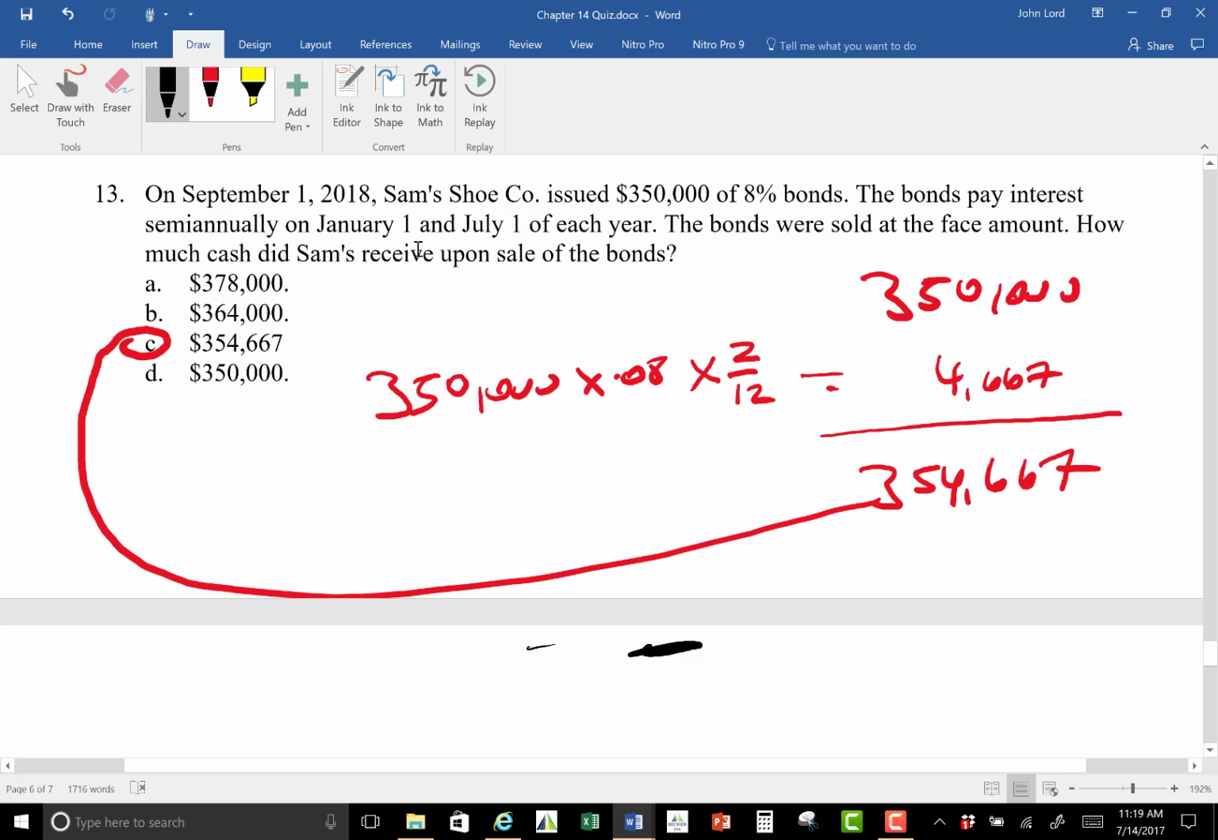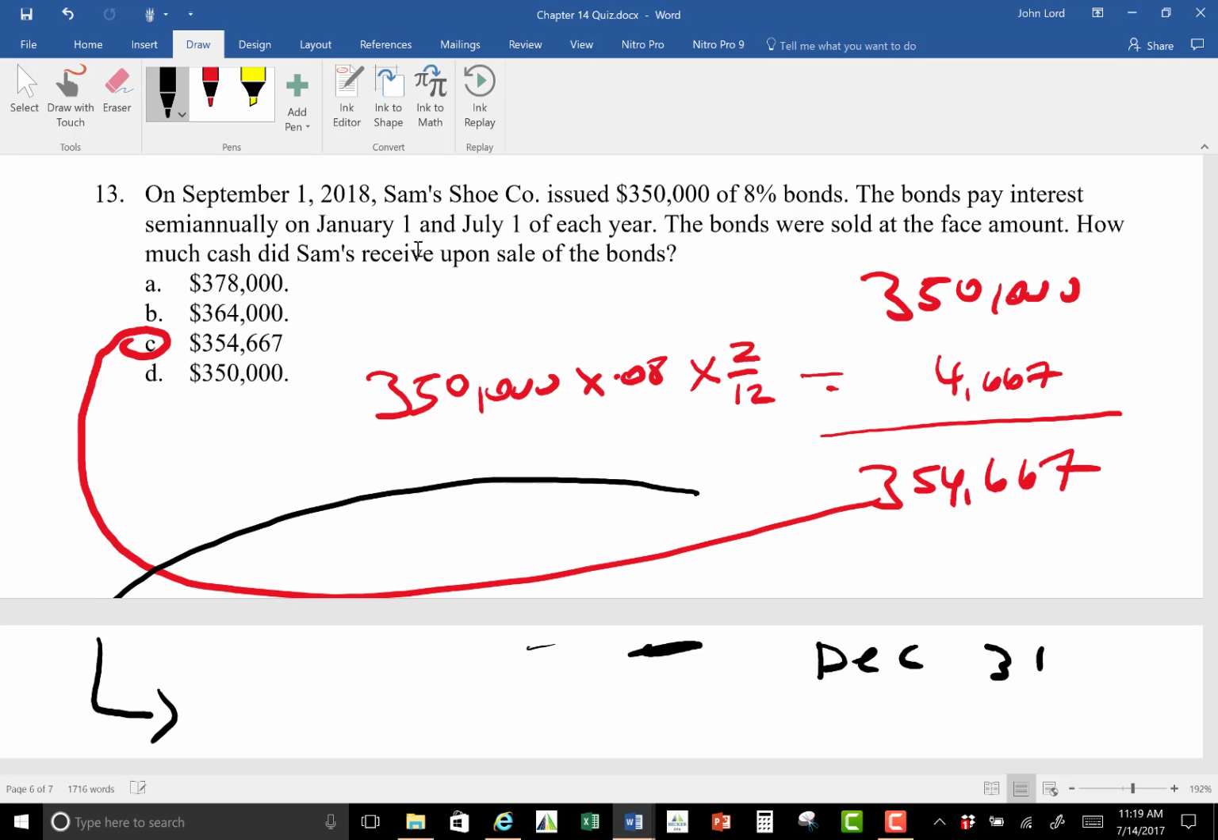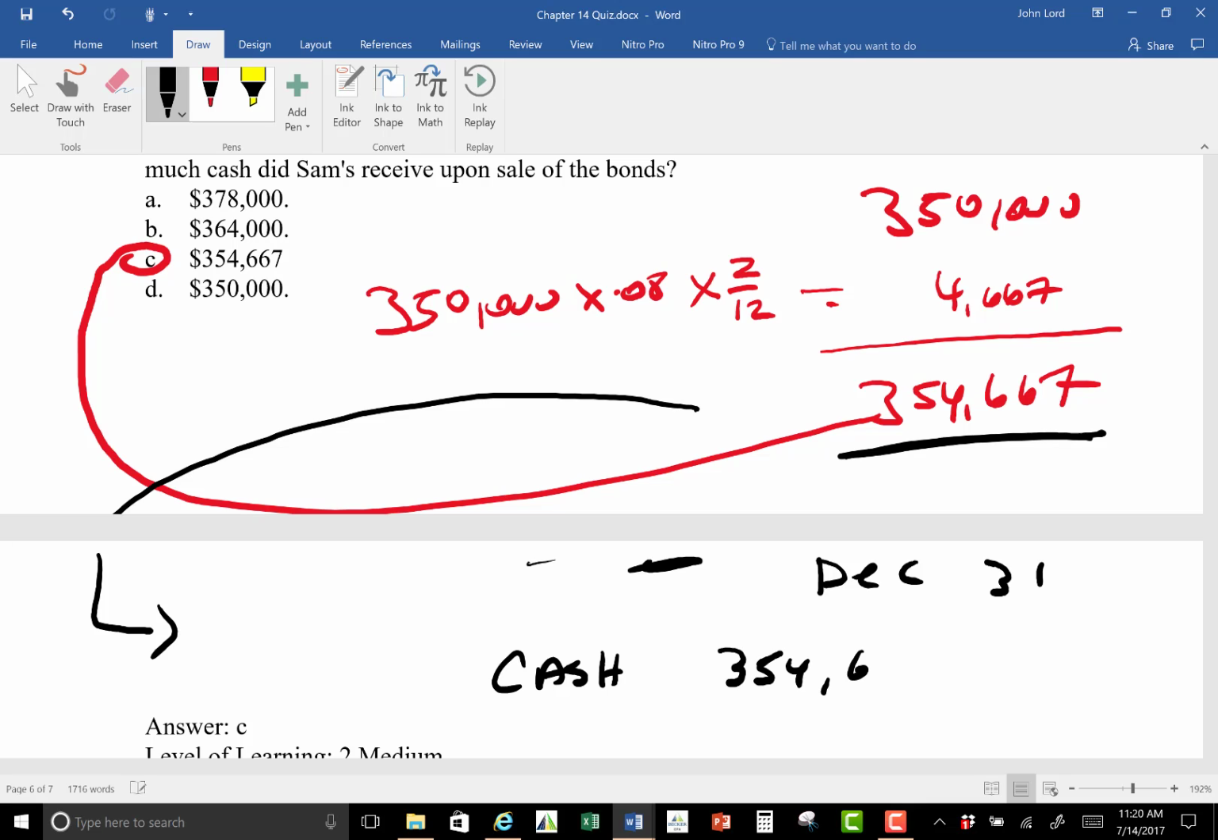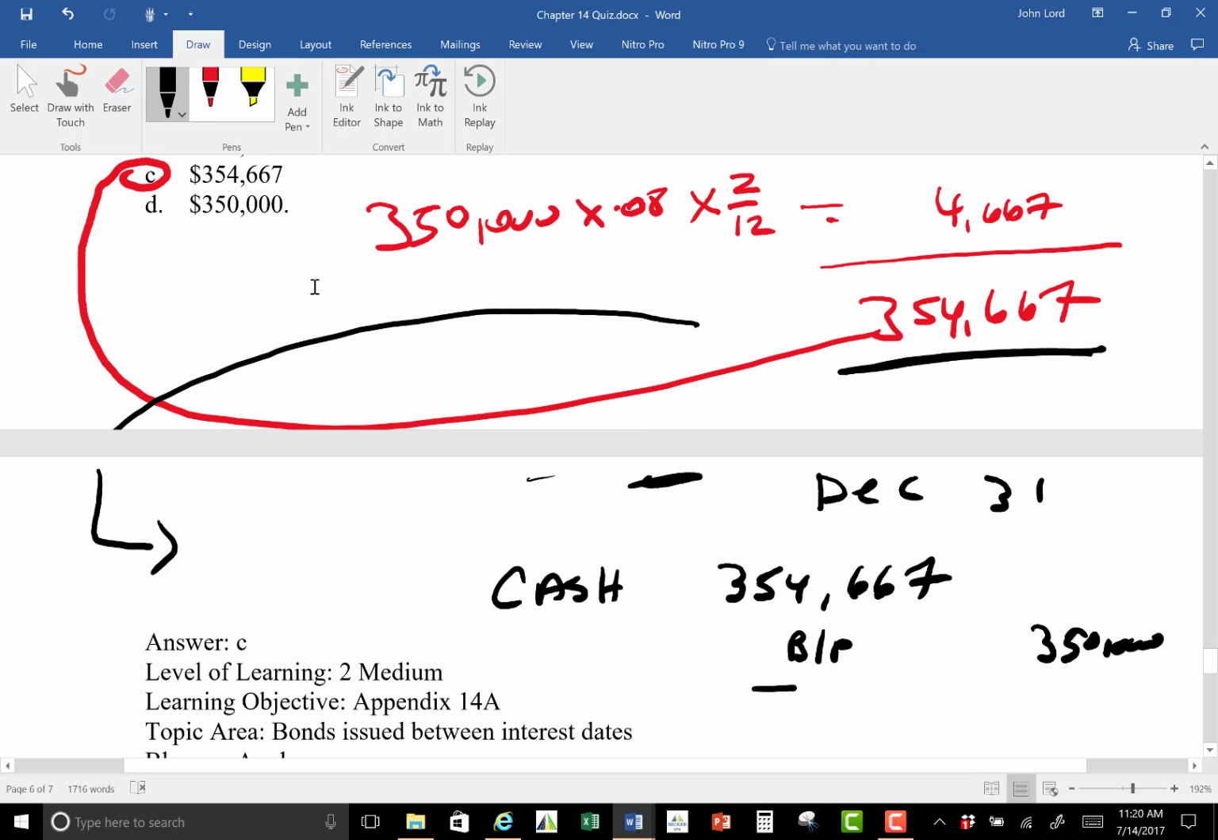So what happens? We get to December 31st. What do we want to do? Well, we had issued these bonds on September 1st, right? And now we've got December 31st. Well, let's just make this entry here. So how much cash did we get? So we debit cash 354,667, don't we? Right? We credit the bond payable for what? 350,000, and we're going to credit interest payable for this 4,667, right?